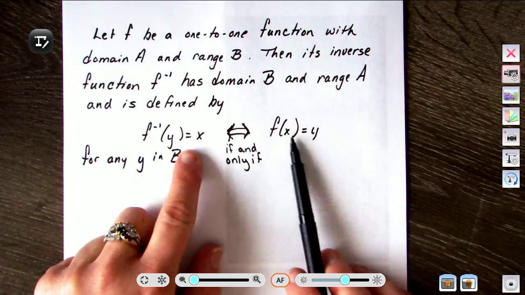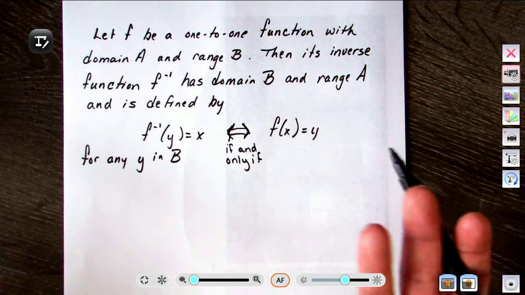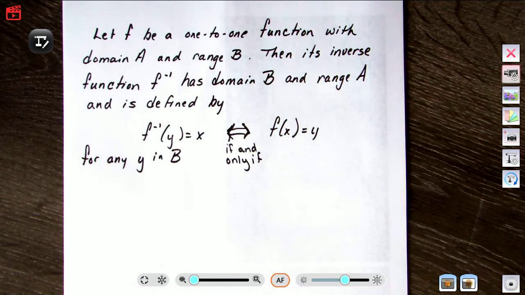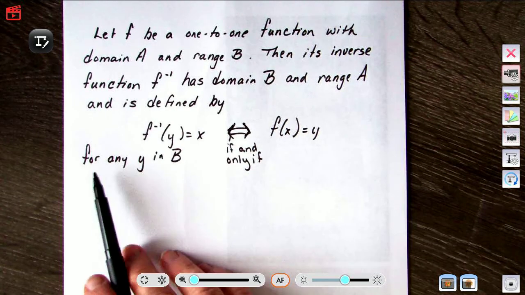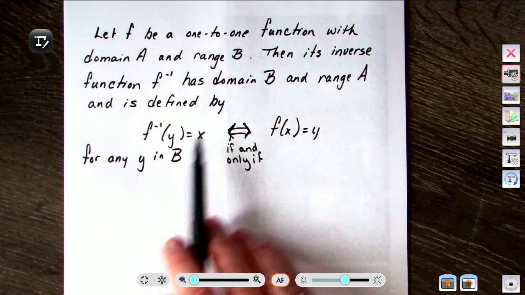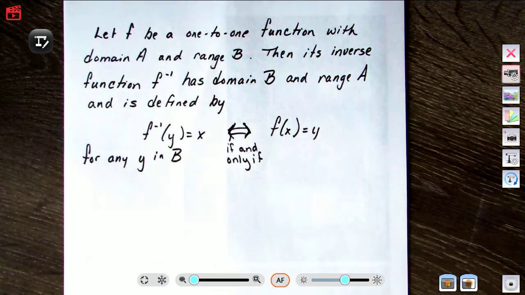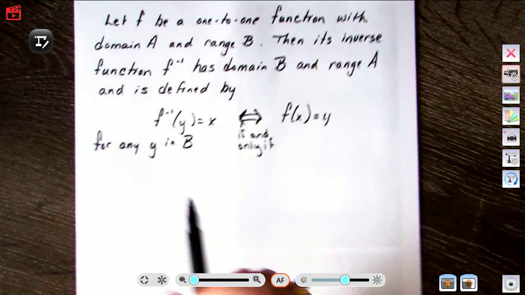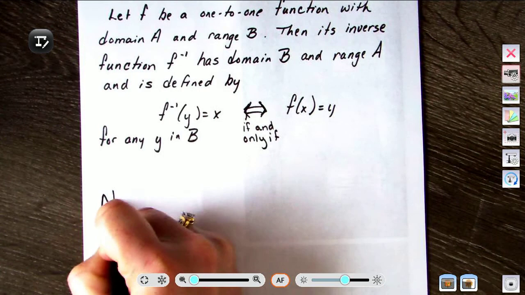One thing to note here is that our x's and our y's are being flip-flopped. And that's how I like to think of it when we talk about the inverse, is that the x and the y change roles. And this has to be true for every y that's in that B, that's in the domain of the inverse. A little bit about this notation, and I'm going to make this a big note.